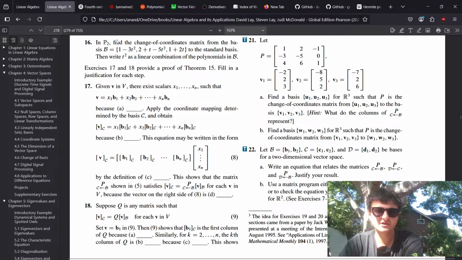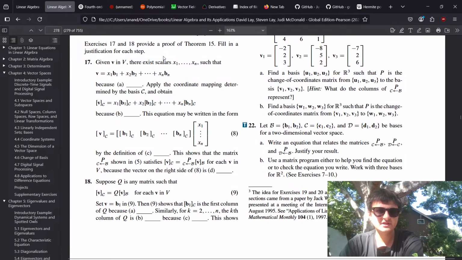All right, in P2 find the change. Okay, so it's the same one. In 17 and 18, provide a proof.